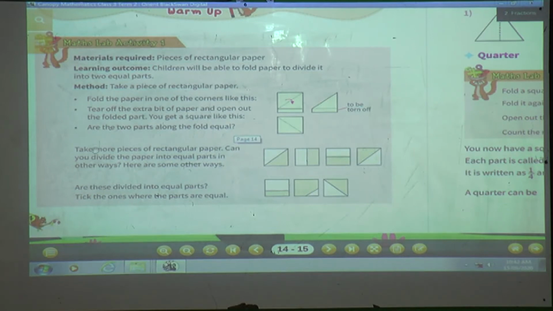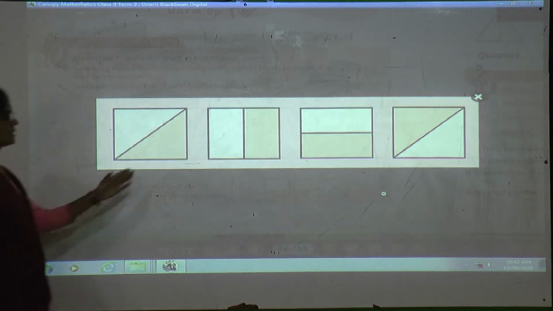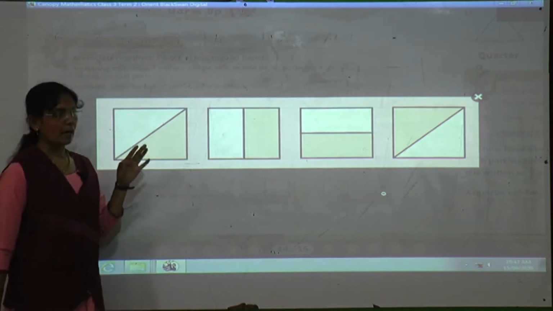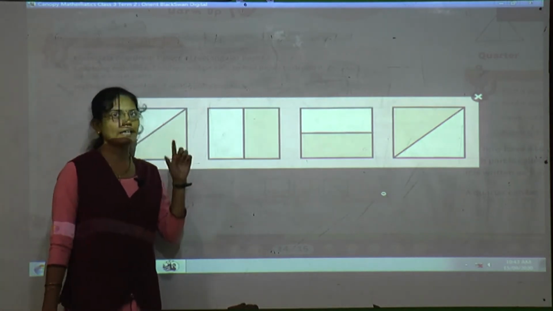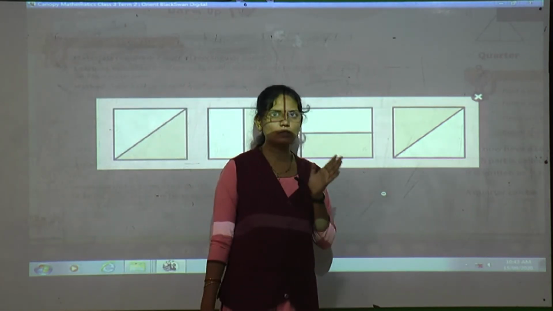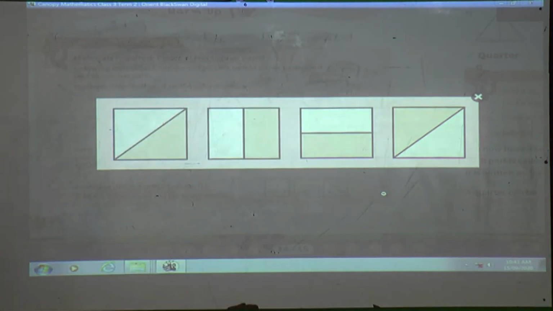One more activity is there. Take more pieces of rectangular paper. Can you divide the paper into equal parts in another way? Now see here, in this way we have done it now. Now you have to do it in this way. Take one rectangular paper, fold it from one corner, and whichever extra part is there, cut that extra part, and see whether the two parts we got are equal or not. If you got two equal parts, each part is called a half.